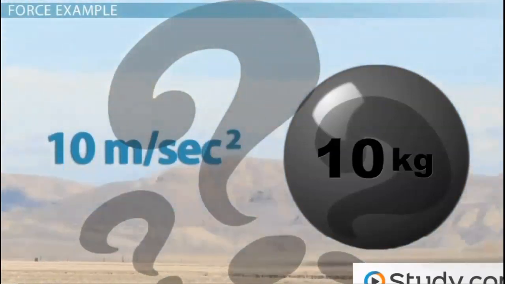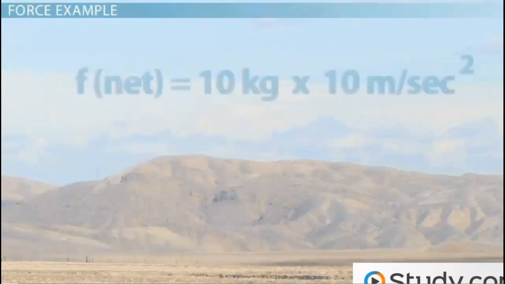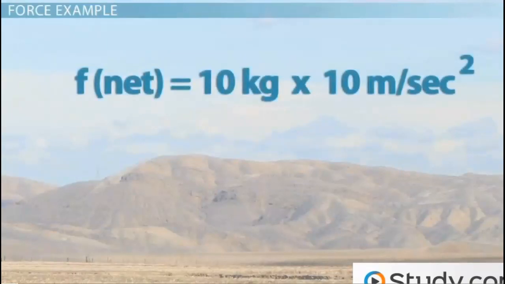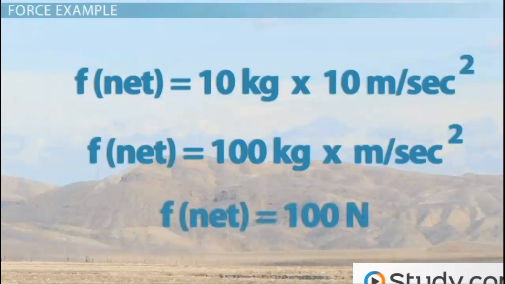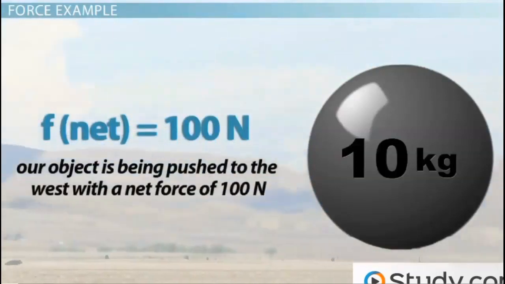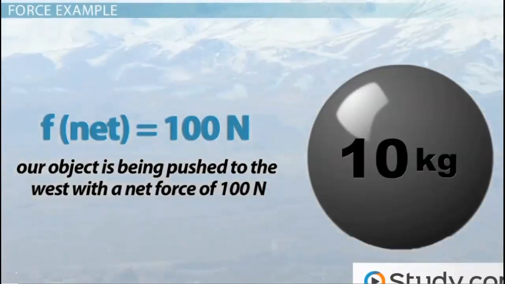Recall the equation for force. Net force equals mass times acceleration. So we simply multiply 10 kilograms, the mass of our object, by 10 meters per second squared, the acceleration of our object. And that gives us a net force of 100 kilograms times meter per second squared. If we recall, those units, kilograms times meter per second squared, is equal to a newton. So the net force equals 100 newtons. Therefore, our object is being pushed to the west with a net force of 100 newtons.